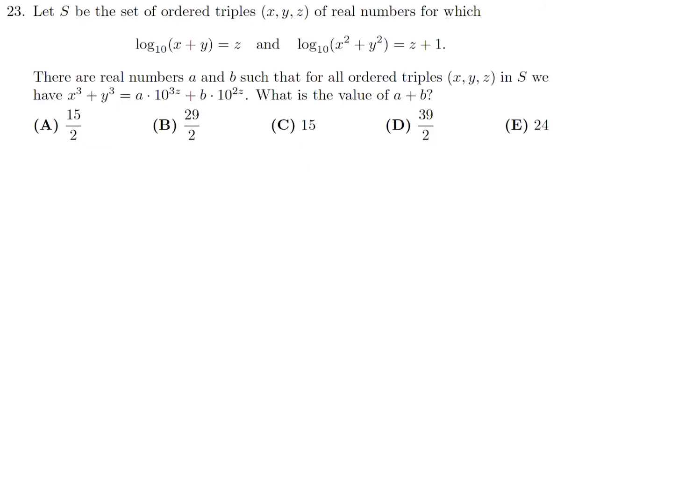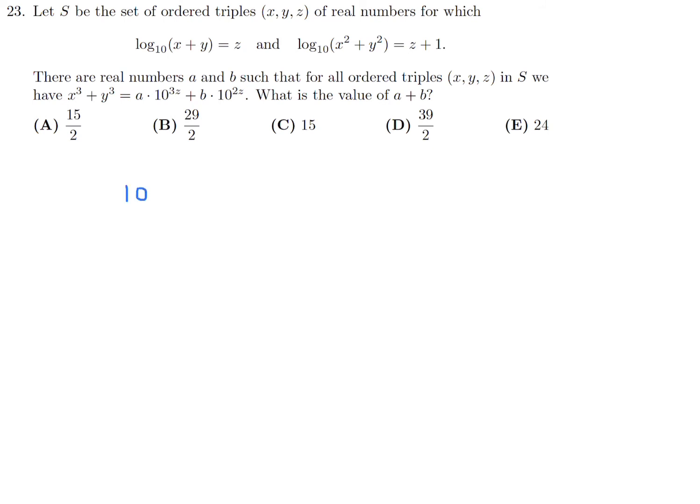Let S be the set of ordered triples x, y, z of the real numbers for which log of x plus y to the base 10 is z, and the log of x squared plus y squared to the base 10 is z plus 1. There are real numbers a and b such that for all ordered triples x, y, z in S, we have x to the power 3 plus y to the power 3 is equal to a times 10 to the power of 3z plus b times 10 to the power of 2z. What is the value of a plus b?